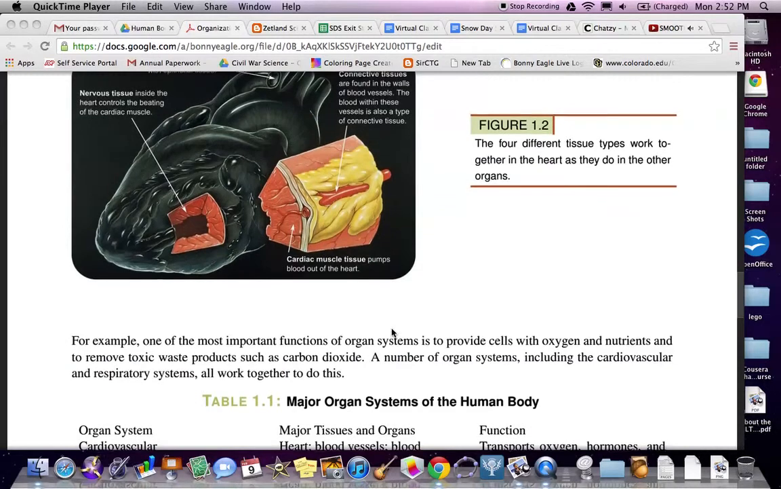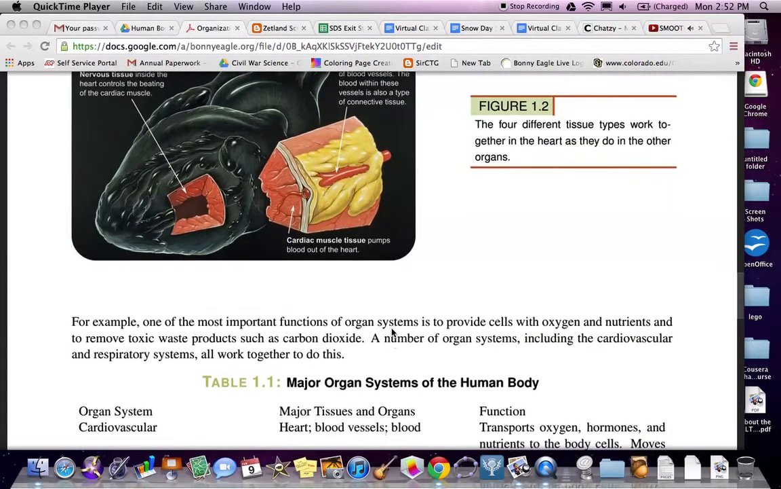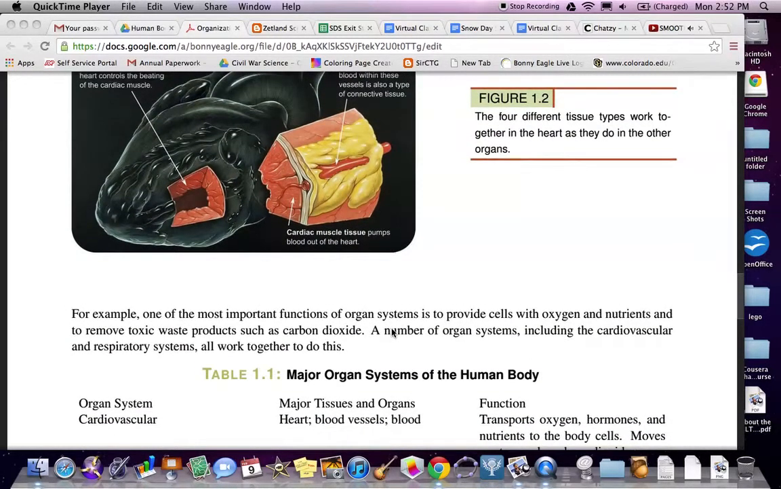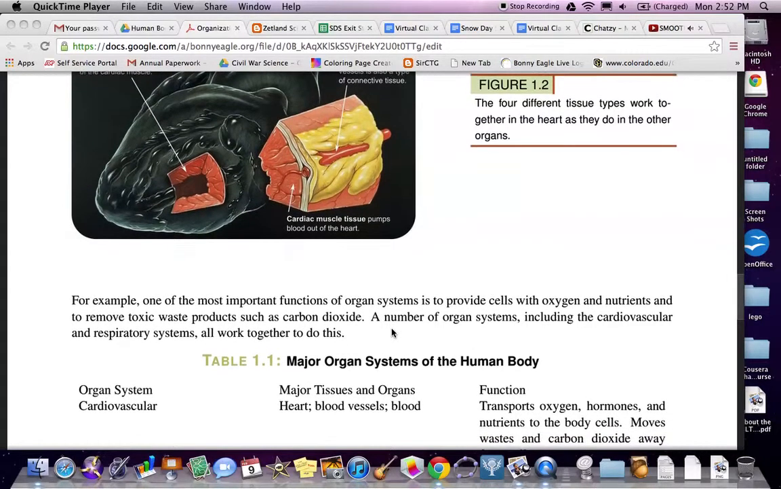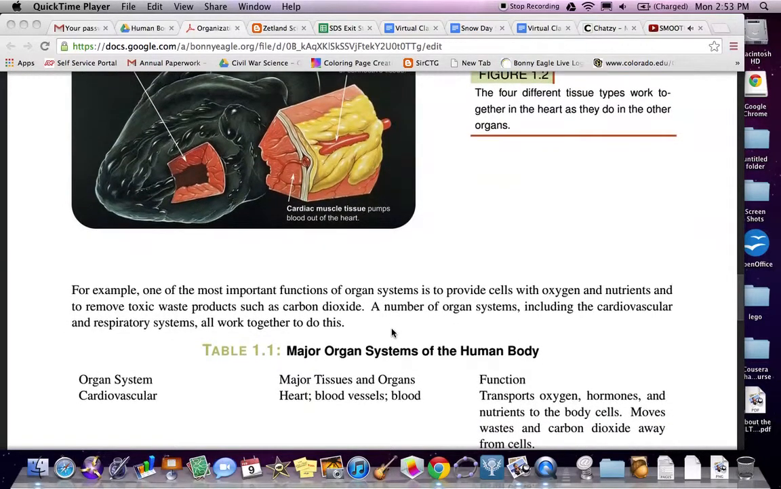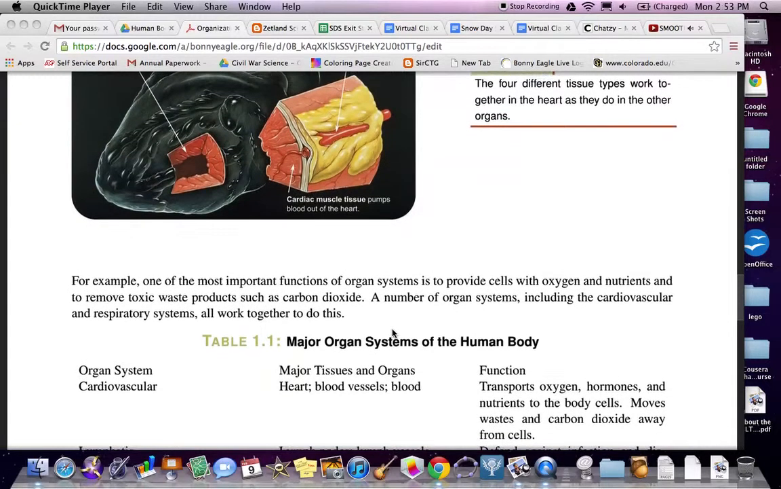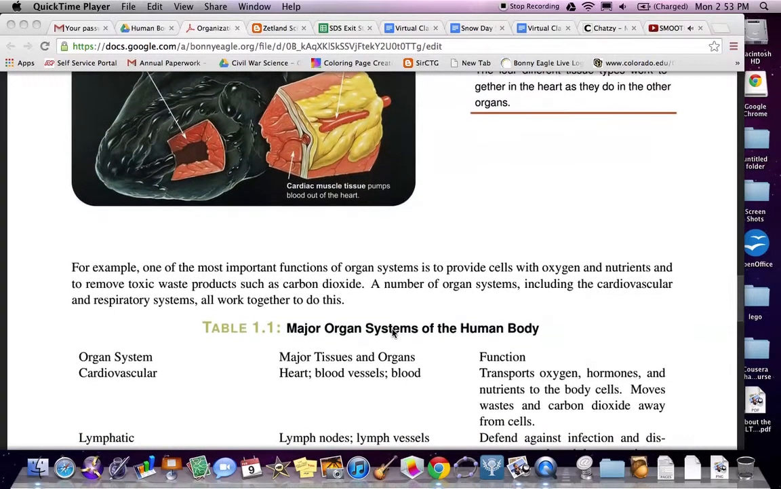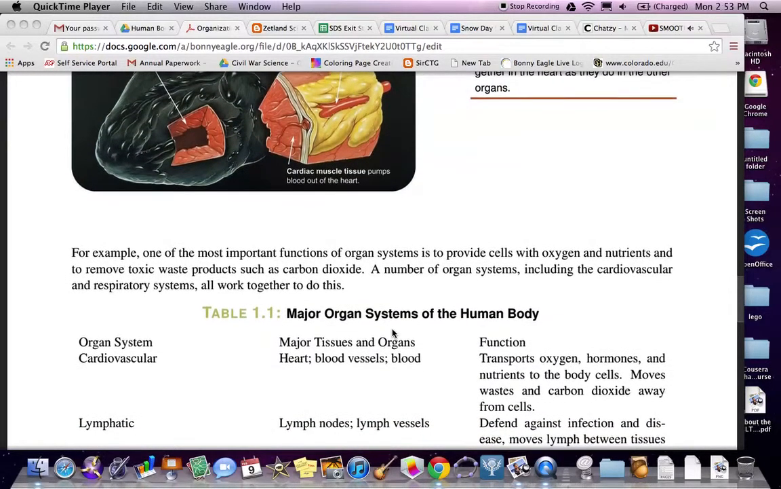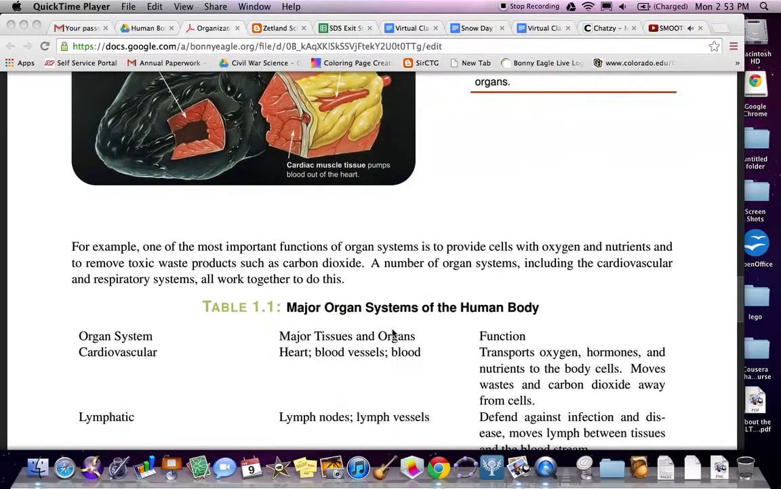For example, one of the most important functions of the organ systems is to provide cells with oxygen and nutrients and to remove toxic waste products such as carbon dioxide. A number of organ systems, including the cardiovascular and respiratory systems, all work together to do this.